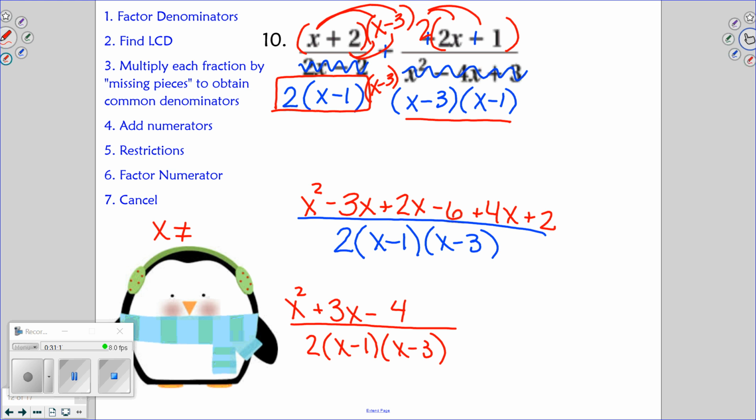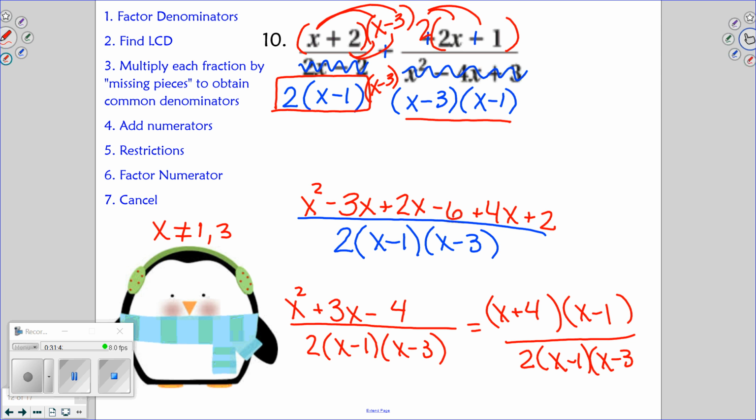X cannot equal what? Is 0 a restriction? There's no x out here. Just 1 and 3. Just where your x's are. All right, and then factor numerator. Does that factor? Good. Okay, so I just factored the numerator, x plus 4, x minus 1.